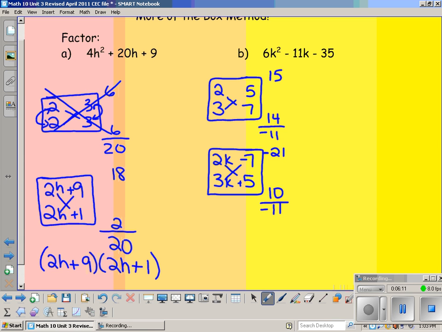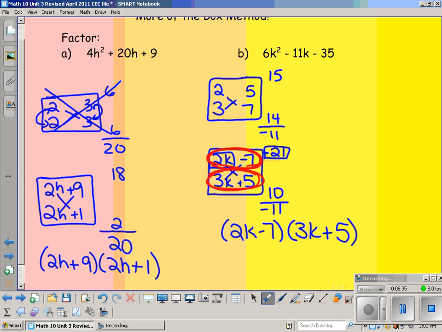Now, it's very important that we remember our factors are coming from within the box. So 2k minus 7, 3k plus 5. I see a lot of students use the 2 and the k and then the 21. That is not what we want. Our factors are the numbers that are in the box.